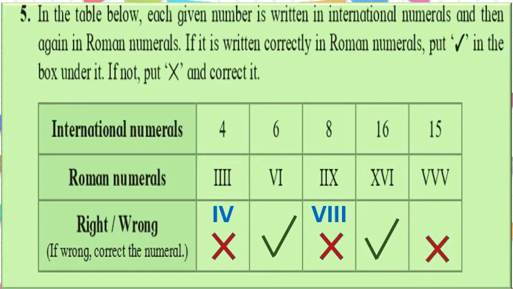This is wrong because the second rule says that we cannot use V thrice or twice. We can write it only one time. So how will we write 15? 10 and 5, that is 15. Got this? Okay.